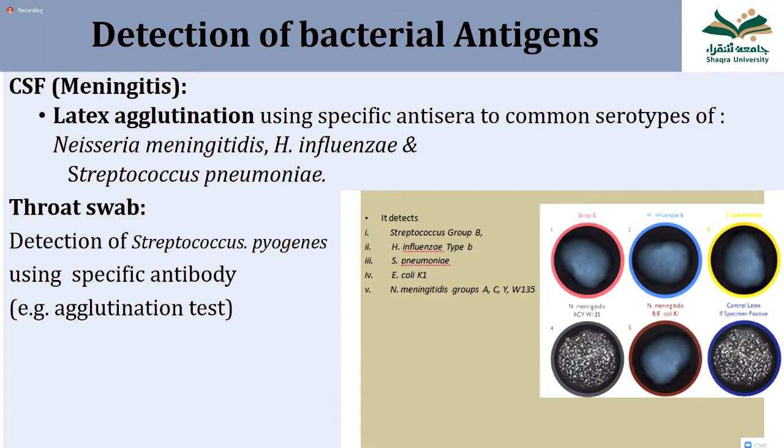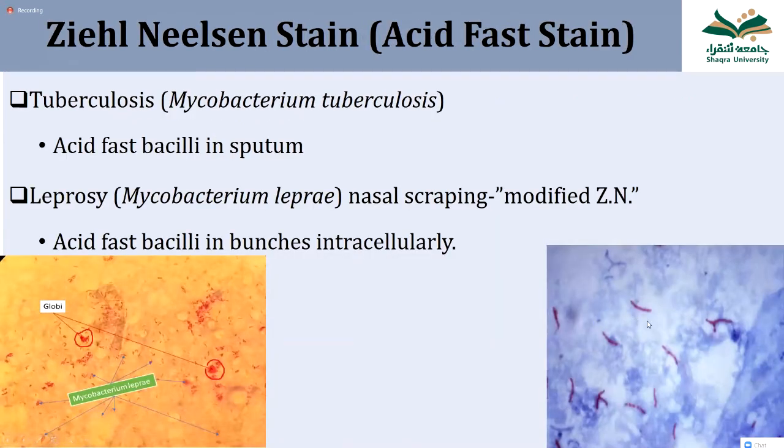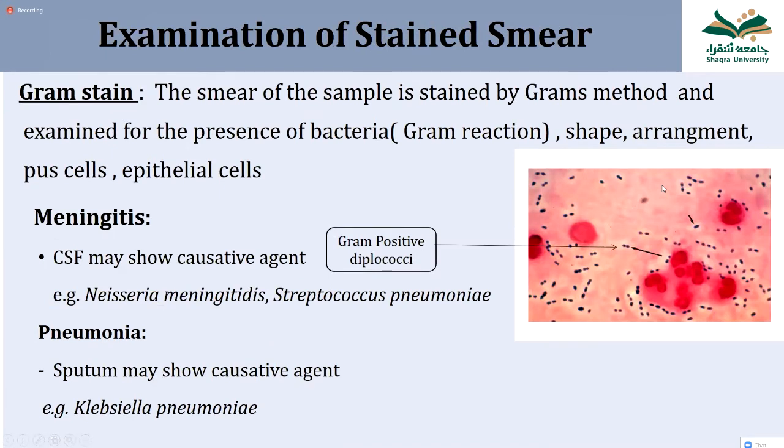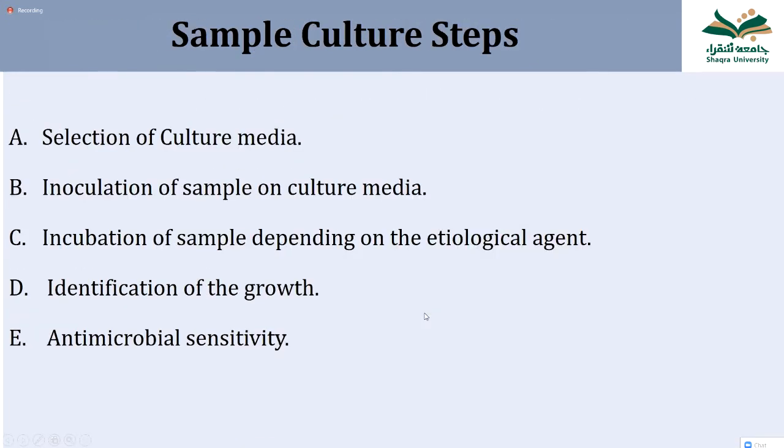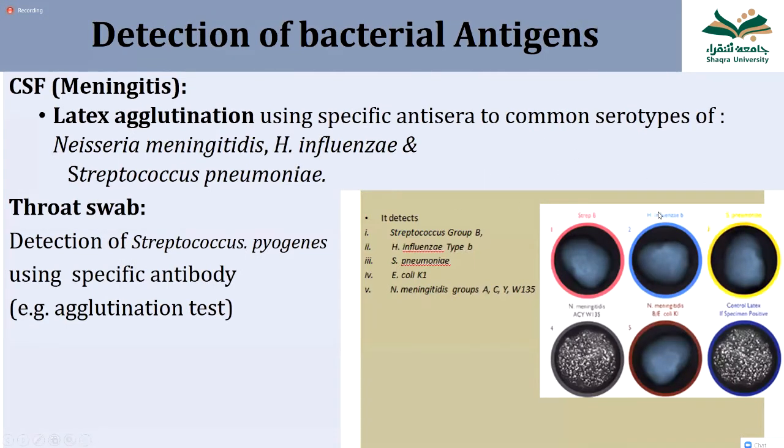Another way of detecting the bacteria in the sample or detecting the bacterial disease is to detect its antigen in the sample. See, in the staining, we are looking at the bacteria directly, but sometimes the number of bacteria is very, very low and we don't see anything in the microscope, but still some bacteria are there. So how to find them? In that case, we detect their antigen, which is soluble and present in the sample. So how to detect the antigen? We detect the antigen with the help of many antigen-antibody reactions. And the most common is the agglutination test. This is the agglutination test kit.